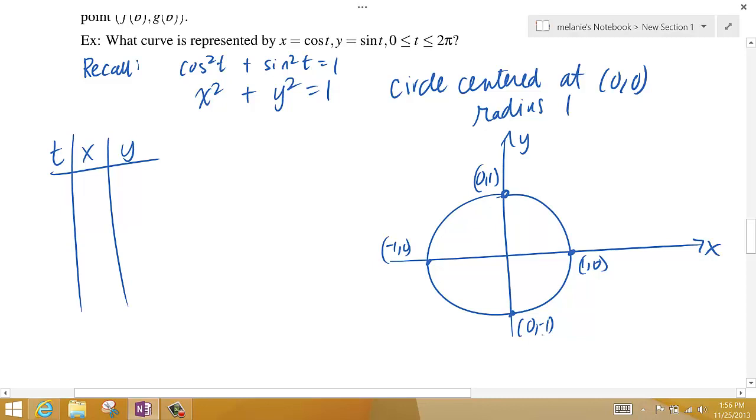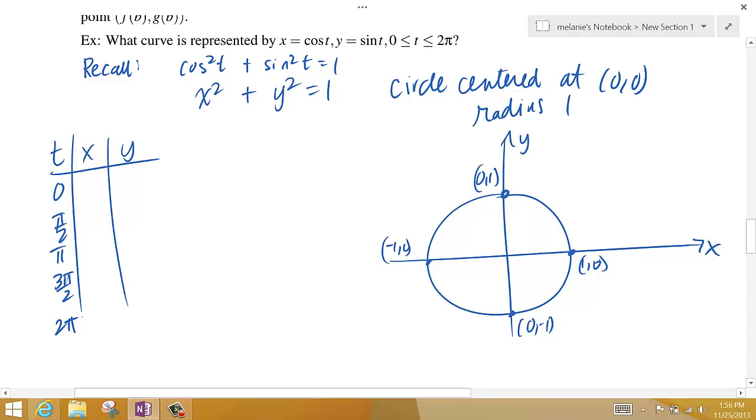I don't have to plot every single value. There's infinitely many, but I'm going to plug in trig values that are nice and easy for me to calculate. So I'm going to start with my favorite, 0, then maybe I'll do pi over 2, pi, 3 pi over 2, and 2 pi. I can do more if I need to, but I already know the shape is a circle.